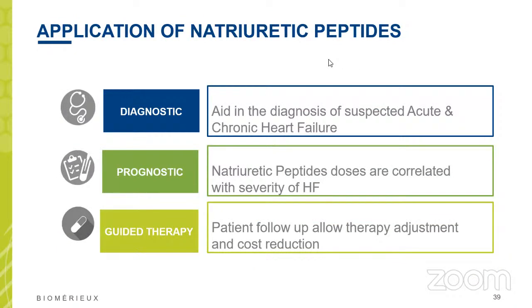So the natriuretic peptides, or NT-proBNP, are used in diagnosis. So you want to diagnose suspected acute and chronic heart failure as well. Prognosis: if you now measure the values, they correlate with the severity of heart failure. And then guiding therapy, to follow up, to allow therapy adjustment and cost reduction. So this is a critical tool. You'll definitely do your echo because your echocardiography shows you the features of heart failure, which are usually better visualized. But you need the NT-proBNP to guide you in diagnosis, prognosis, and guiding therapy. All right.